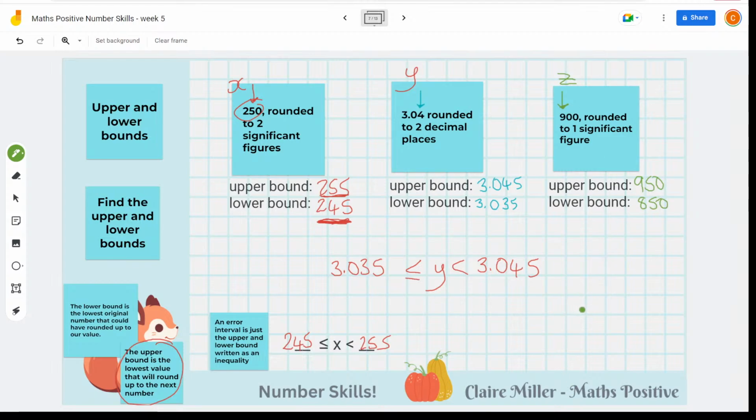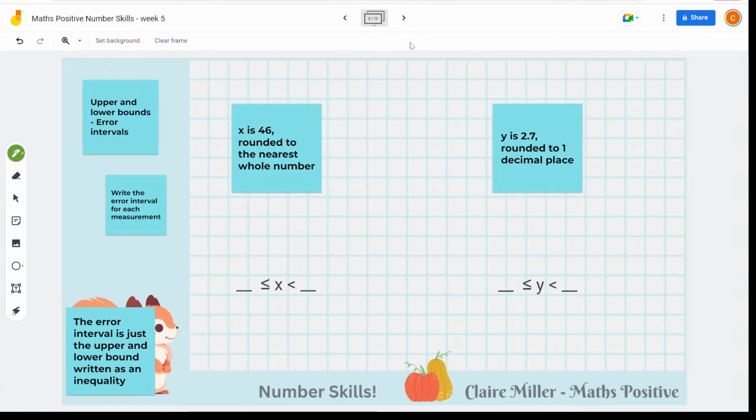So let's do an error interval again. We're going to put Z in the middle. We're saying that Z is in between. We need to make sure we always put the lower number here with the smaller, closed part of our inequality sign pointing to it, and then the bigger one goes on that side. Z is in between 850 and 950. And it could be equal to 850, but it can't be equal to 950. It has to be a tiny bit below 950. Otherwise, it would round up to 1,000.